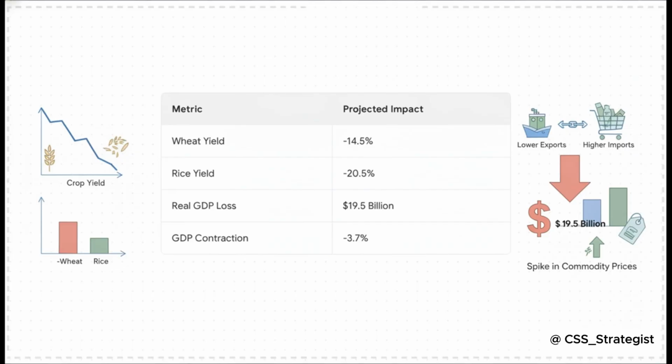Using extreme emission scenarios projected for the year 2050, the models predict a 14.5% reduction in wheat output and a 20.5% reduction in rice output for Pakistan. So what does that actually mean economically? It translates to a staggering $19.5 billion loss to Pakistan's real GDP. That's a 3.7% contraction. It means lower exports, higher imports just to ensure basic food security, and a massive spike in commodity prices that is going to severely hit urban households.